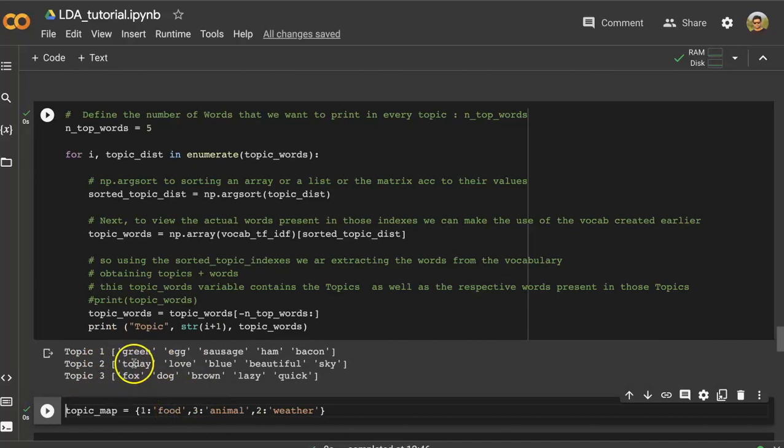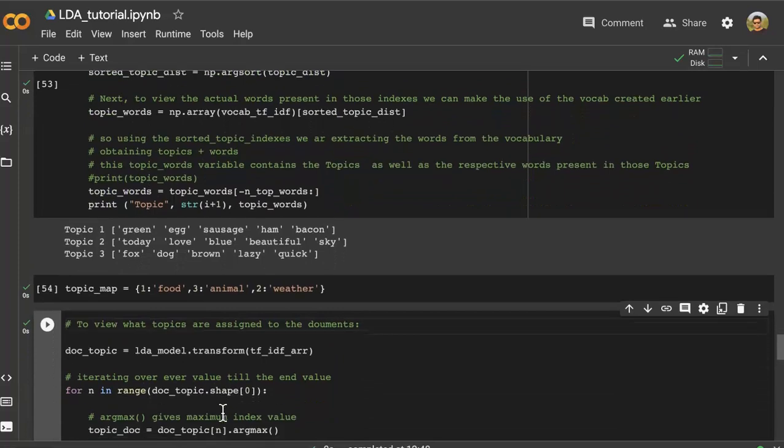Similarly in topic 2, you see words like sky, beautiful. I thought maybe it's related to weather, so if I find topic 2, I will map it to weather. Similarly, in topic 3, there are fox, dog, brown, all these words, so if I see topic 3, I will map it to animal. This is just for understanding purposes.